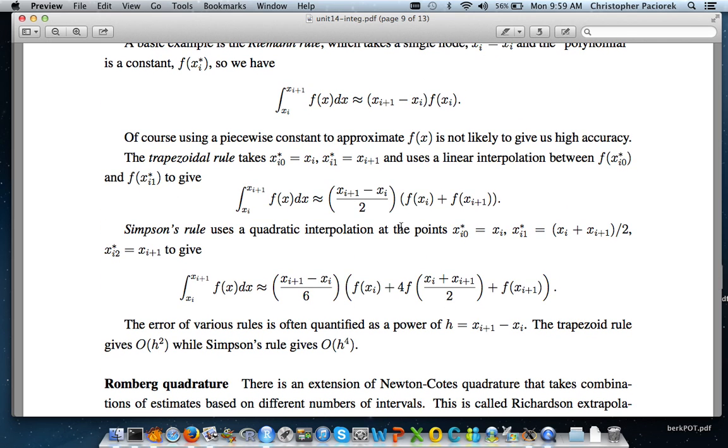Generally, we can quantify the error of these different numerical approximations to the integral in terms of h, the size of the interval. If you do the trapezoidal rule, that's going to give an error of order h squared, and Simpson's rule gives an error of order h to the fourth. So it's basically squaring the error. You know what I mean. This is better than this because h is going to be small.